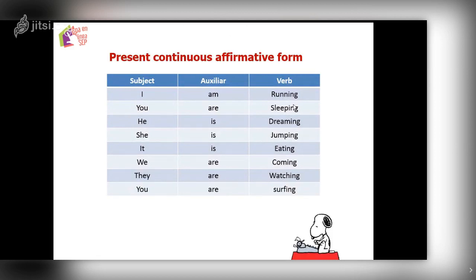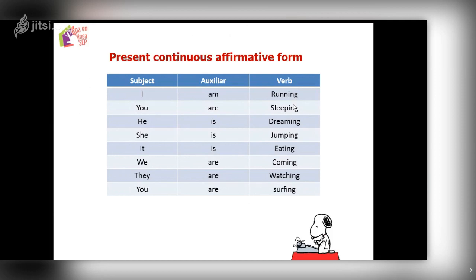For this present continuous, as with all the tenses, we have the affirmative, the negative, and the interrogative form. We are going to see the affirmative form. So the present continuous, we have first the subject. Remember, all the subjects that you know: I, you, he, she, it, we, they, and you. You as a plural, okay? Not as a second person. The first one is for second person and the last one is used for plural.